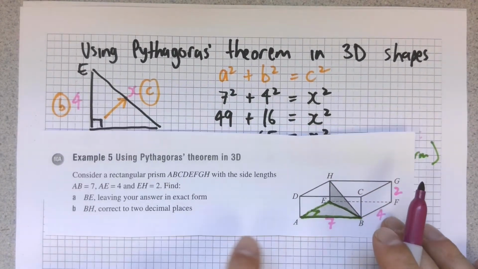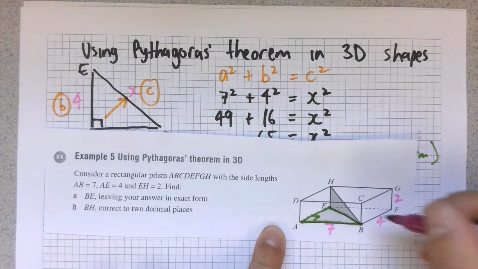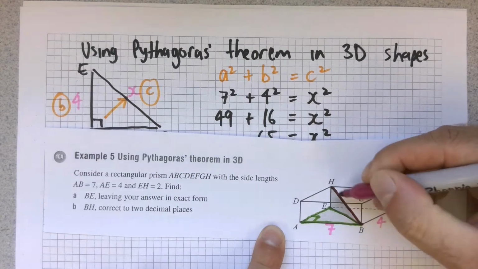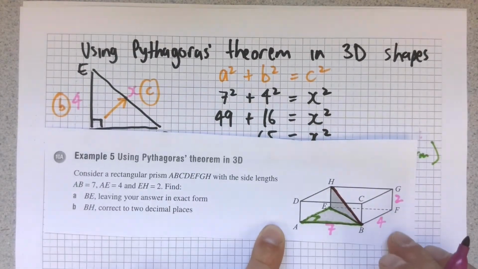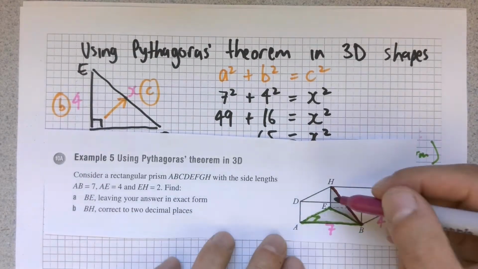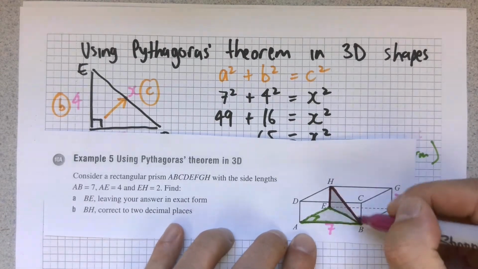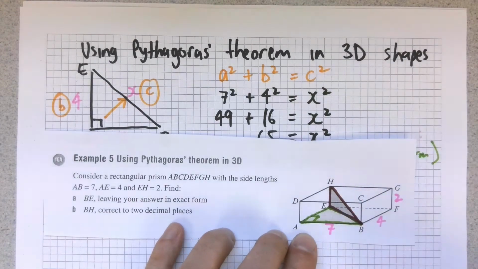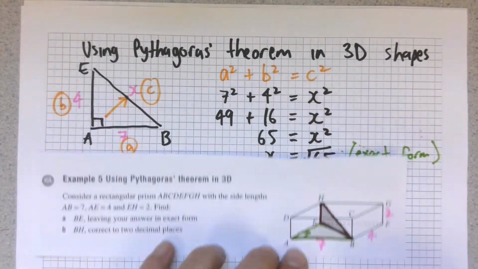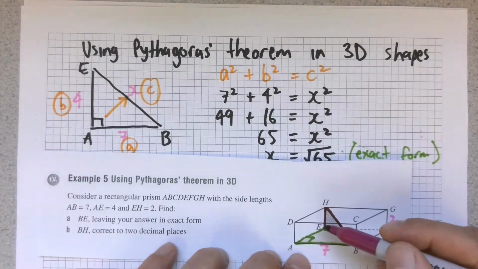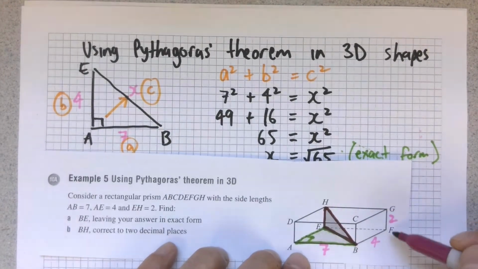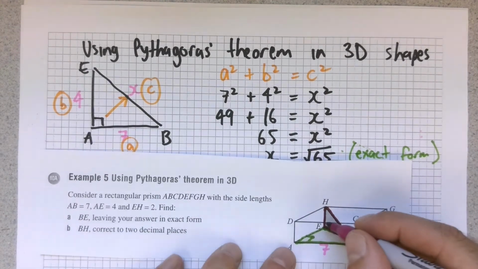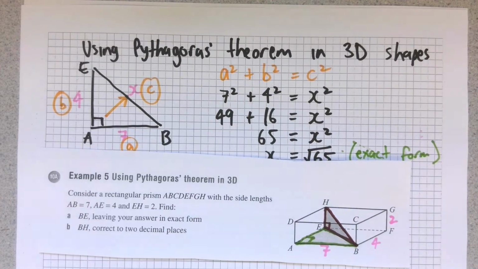The next part of this question asks me to work out BH, correct to 2 decimal places this time. So BH is the diagonal from the bottom front to the top back. Here I'm going to draw the triangle EHB. I've just worked out this value here, BE, it's the square root of 65. I'm going to use that value. We know that EH is 2, and we want to work out BH. So let's draw that right angled triangle.